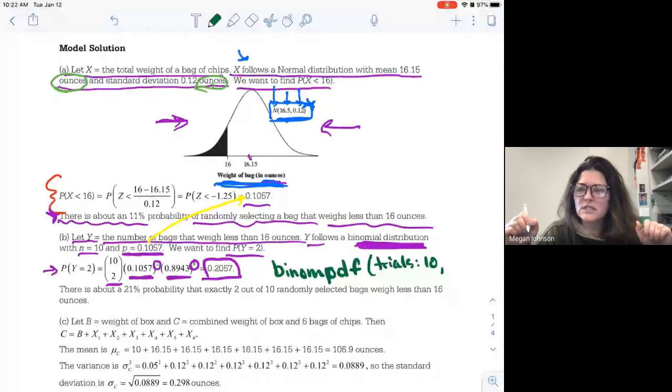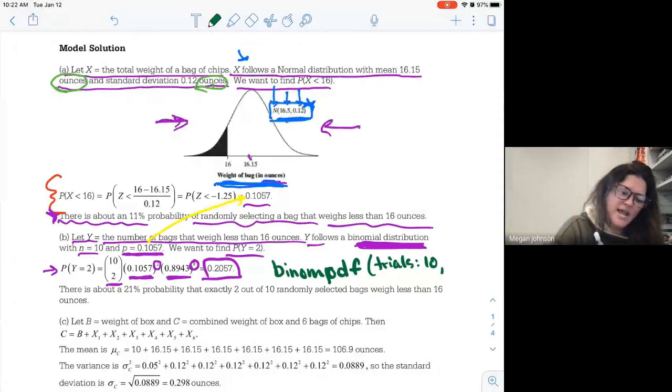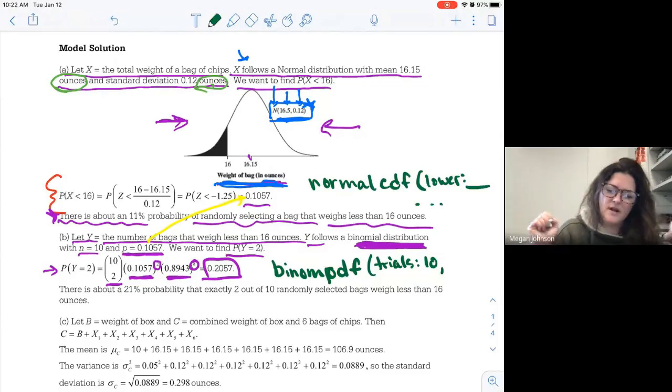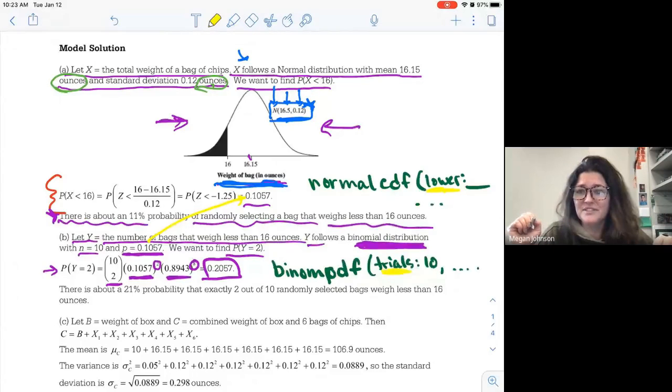Probability of each success, 0.1057. Okay, so up here in part A, you could have used normal CDF and then labeled lower and so on all the way down. Down here in part B, you could have used binomial CDF, but make sure you label. This is the part they're going to look for. Label the lower bound, label the trials, label your stuff. They want to see you label their stuff. If you don't label your stuff, I can promise you, you will get a P.